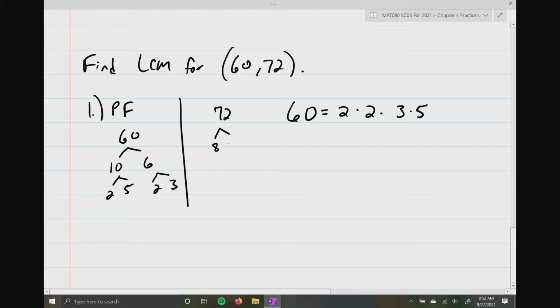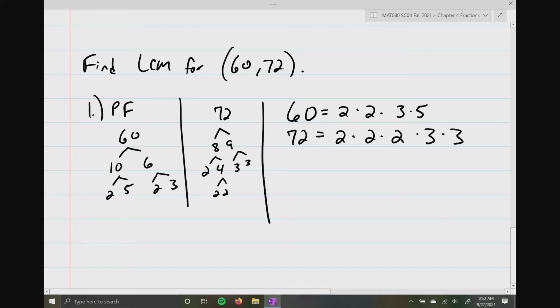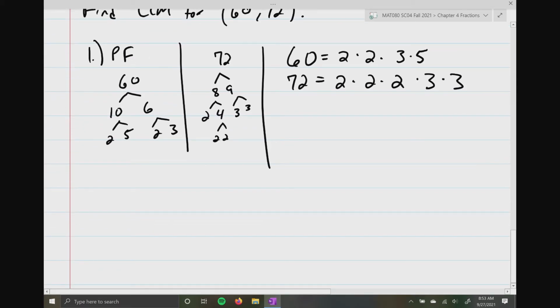72 is 8 times 9. The 8 is going to be 2 times 4. And the 4 is 2 times 2. And the 9 is going to be 3 times 3. So 72 equals, now I'm going to write them in order, 1, 2, 3 2's, and then 2 3's. Okay? How are we looking so far, everyone?